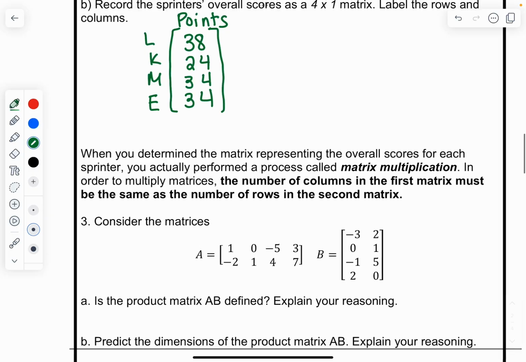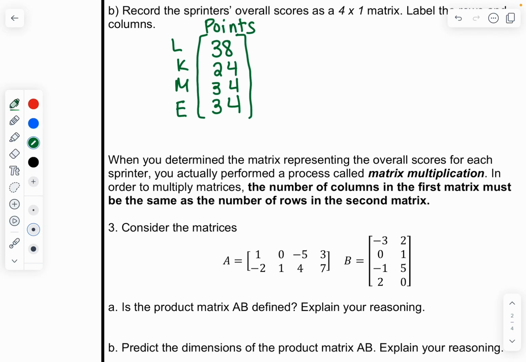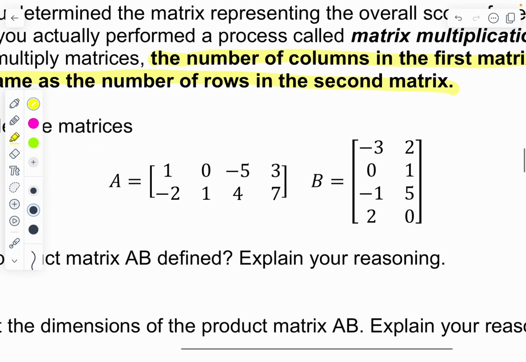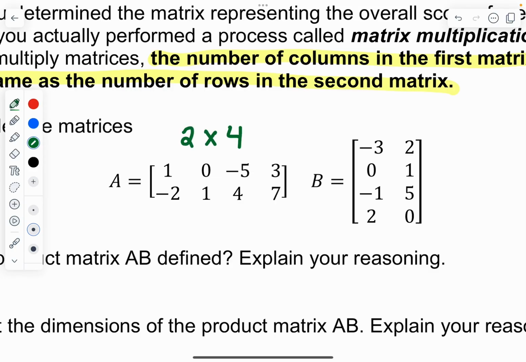Okay? Now, when you determine the matrix representing an overall score for each sprinter, you actually performed a process called matrix multiplication. We just didn't call it that in the beginning. In order to multiply matrices, the number of columns in the first matrix must be the same as the number of rows in the second matrix. That right there is super duper important. So what that is saying is that if I have this 2 by 4 matrix, when I multiply it by something, it has to start with 4 rows.